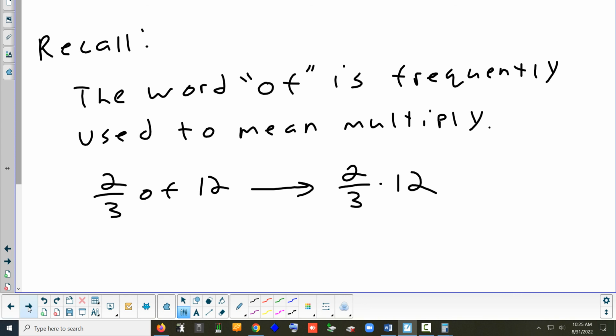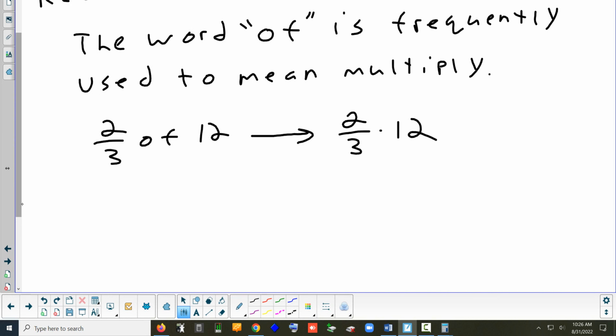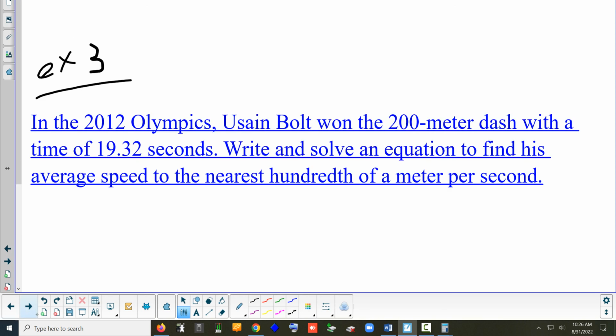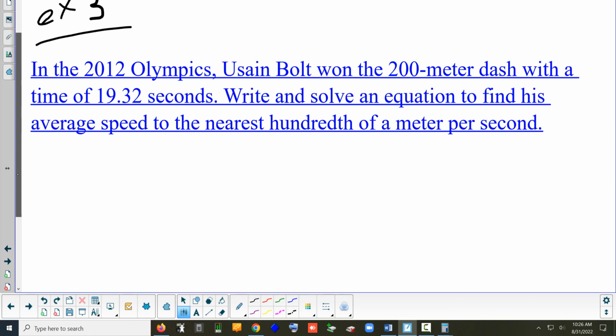Just like if I said to you, what's 2/3 of 12? 2/3 of 12. You take 2/3 and you times by 12. So now, let's finish up with example 3. Do you guys already have the word problem itself printed? And you got notes? Okay, so you don't have to copy that now. All we have to do is figure out how to solve it.